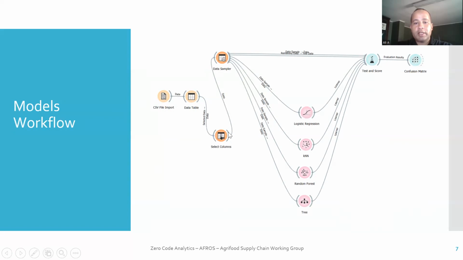We then use the data sampler to split the data and connect it to our training models. The model resulting is calculated and saved in the test and score. This gets the data and provides model effectiveness. The confusion matrix shows us how close each testing observation was to the correct observation.